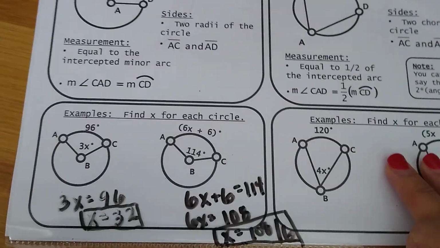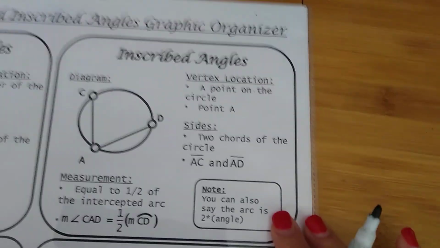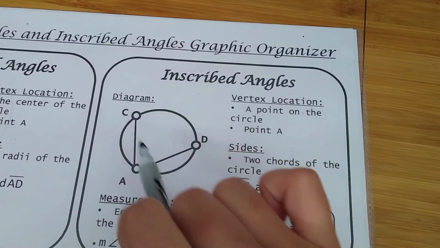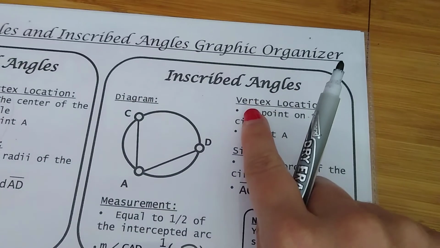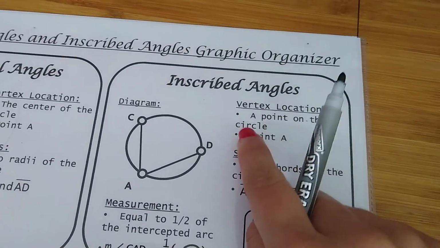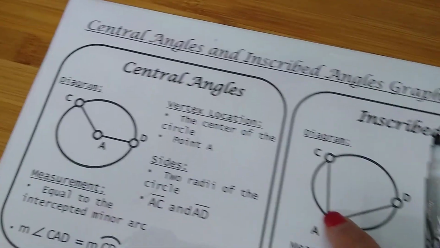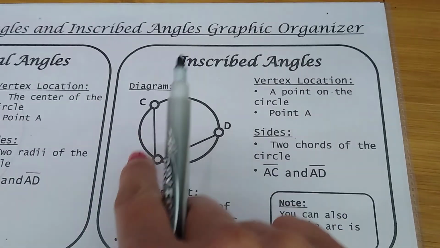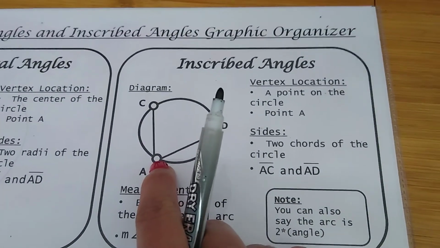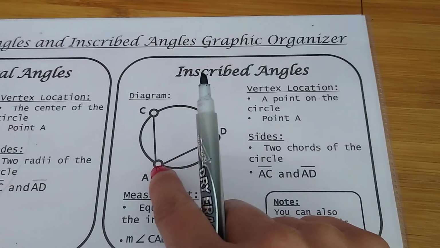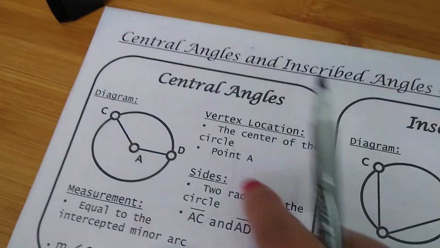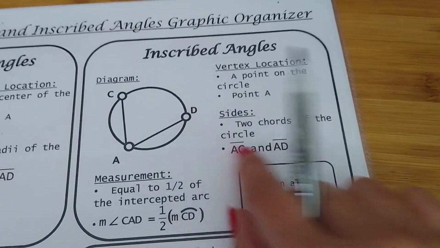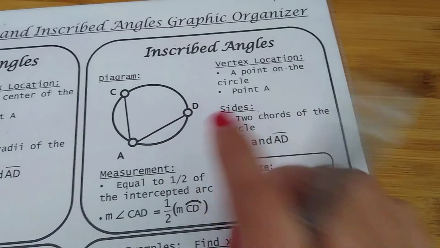All right, so that was the very first set of examples. Now let's go to the next one. For inscribed angles, we are now working with a different circle, where the vertex is a point on the circle. In the last case, the vertex was on the center, right? Here it's just any point on the circle. This is point A, and the sides are two chords of the circle. So now we're not working with the radii, we're working with any two chords. In this case, the sides are AC and AD.